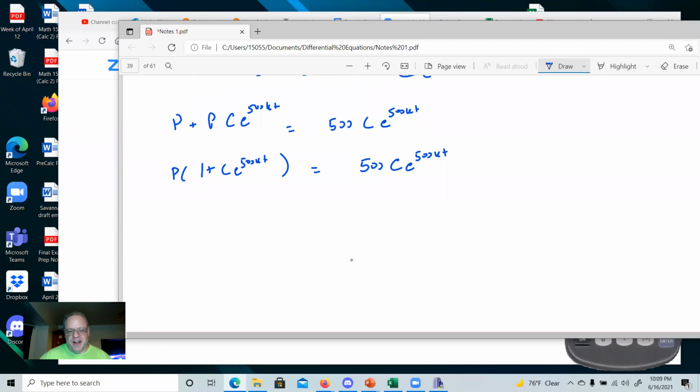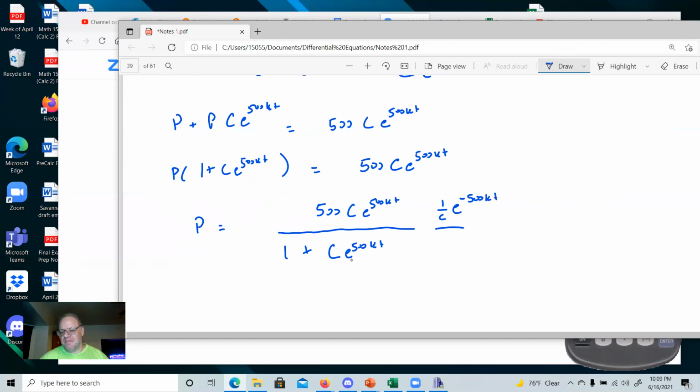Okay, let's go ahead and divide. You think, oh, I know where this is going. I assure you, you don't. All right, so there we go. Now we have one more step. What we're going to do is multiply top and bottom by 1 over C e to the negative 500 kt.